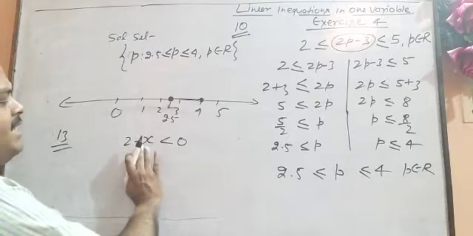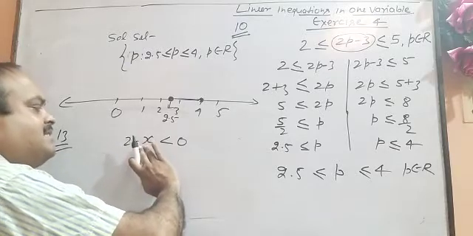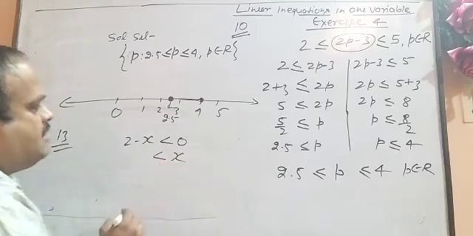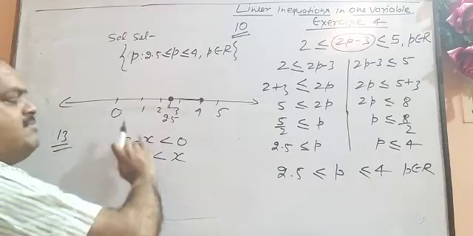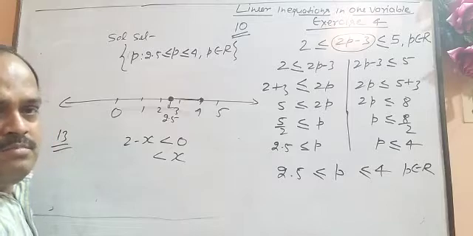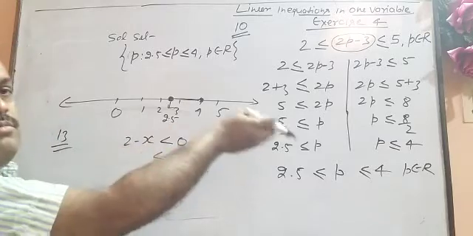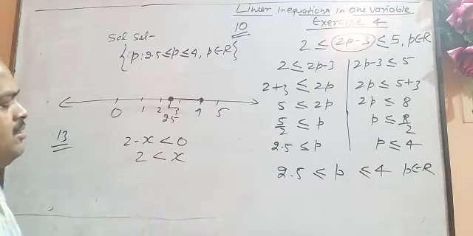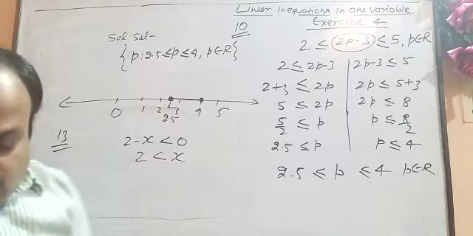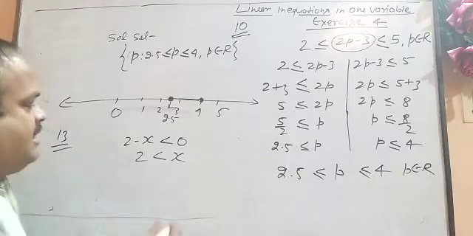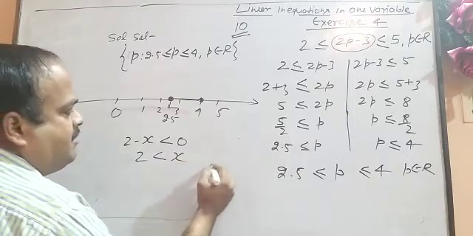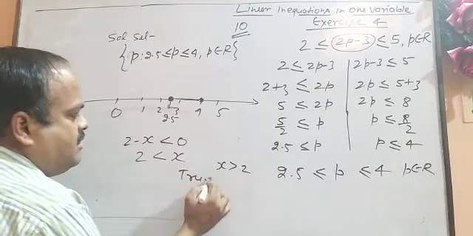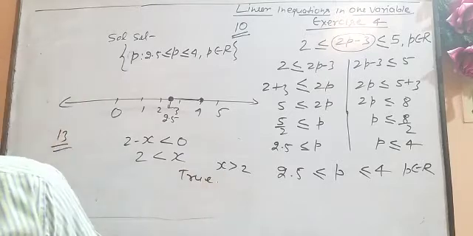So minus x we have. So we will send this subtraction to that side to get the value of x. Negative x, when you shift that side, it will be positive because subtraction changes to addition. So x is greater than 2. What statement we have in the question? In question we have x is greater than 2. So both are same. So the answer is true. Second one.